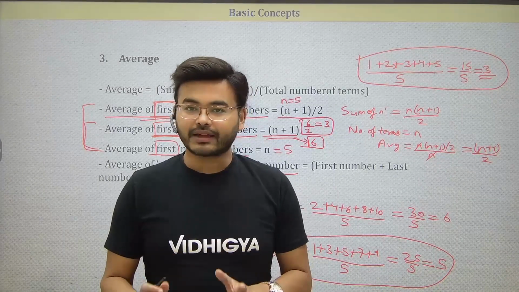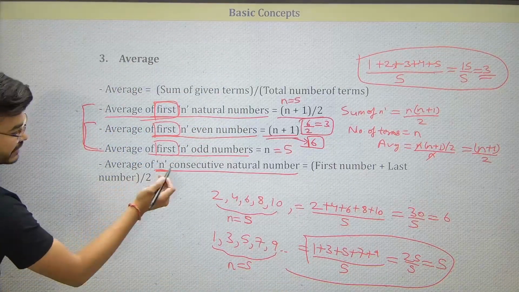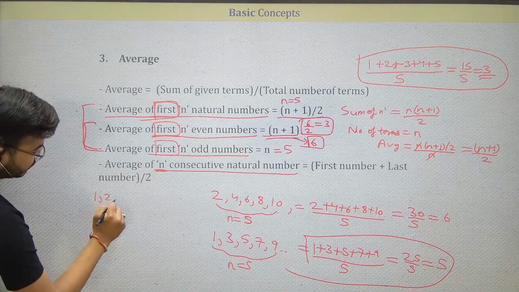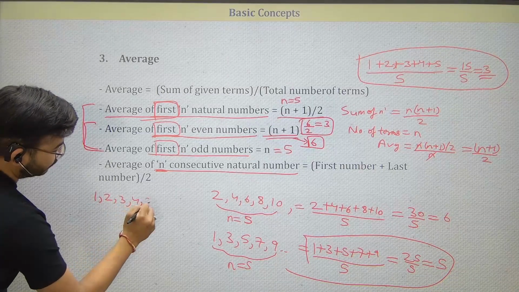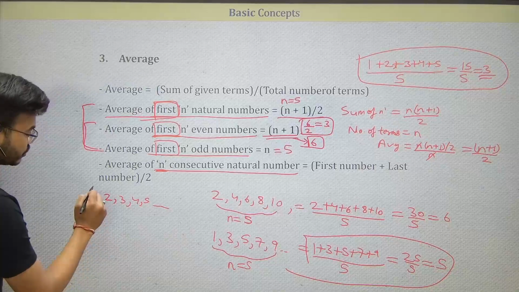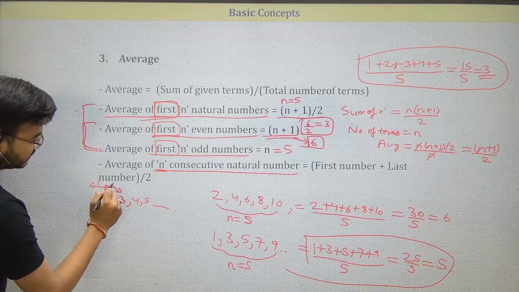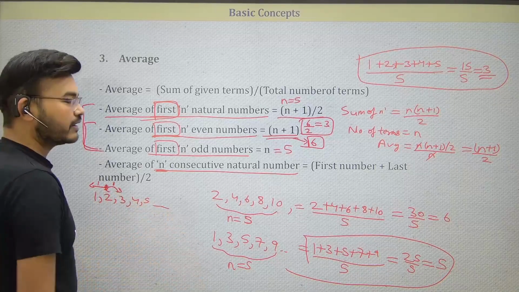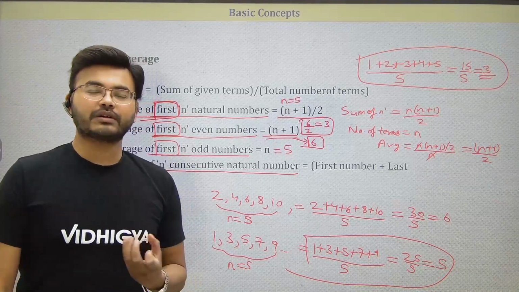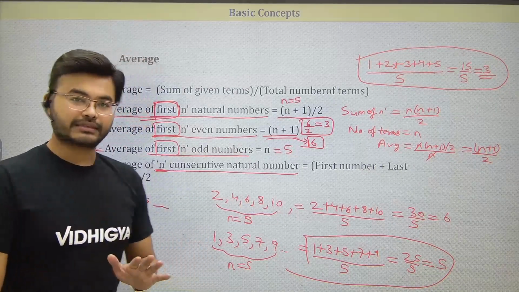Consecutive doesn't mean that. One of the ways of writing consecutive numbers is 1, 2, 3, 4, 5. That we normally understand, that the difference between these two terms will be 1. The difference between 2 and 3 will again be 1. So we assume that consecutive numbers means the difference must be 1. But it's not the case, okay?